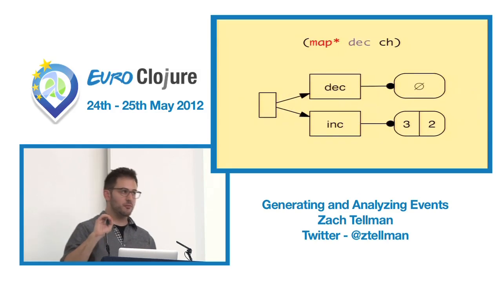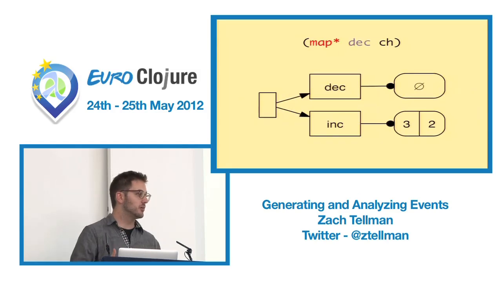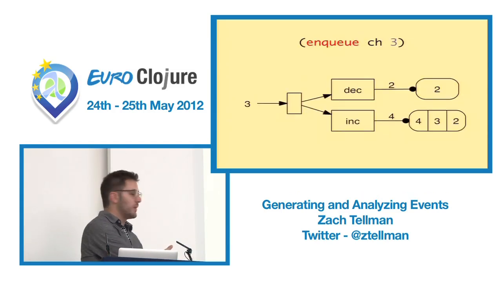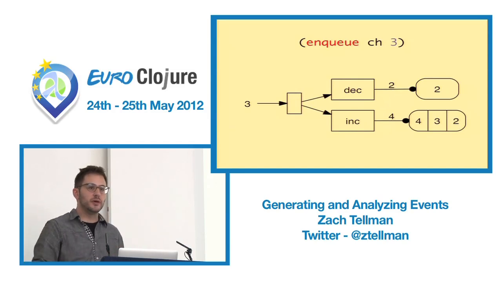We can have multiple transforms applied to the same channel. And again, this is fine. This is just a directed graph. And if we pass in another message, it will get split. And because in Clojure we have pervasive immutable data, this is fine. This is safe.